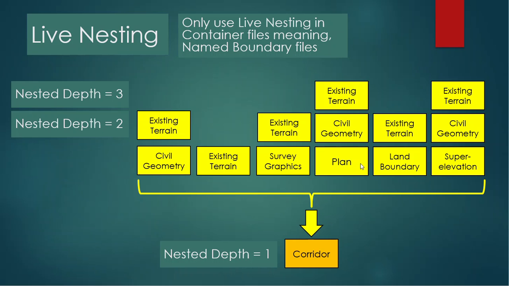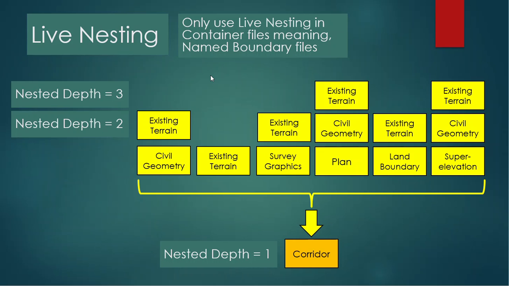So it's going to bring it in. What about the plan file? It's going to see civil geometry and bring it in. Well, we already have civil geometry. Same with nested depth 3. The more you keep bringing in, plan uses civil geometry using that existing terrain, it all comes in. You end up with 3-4 copies of each file. You don't want that. You don't want that at all.